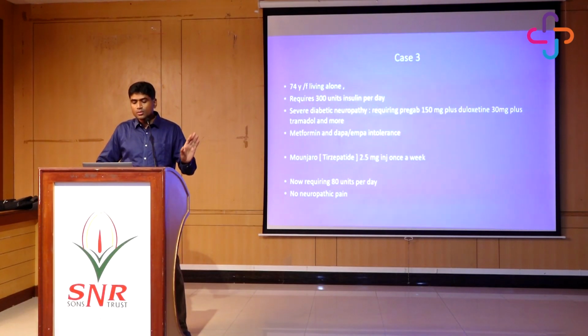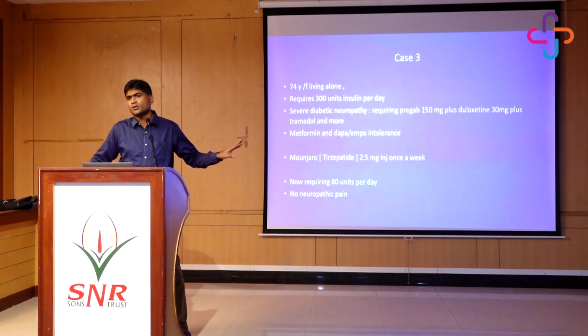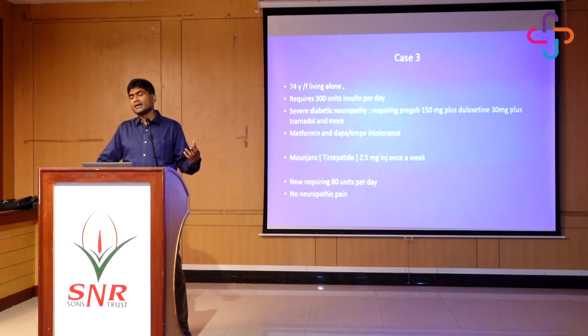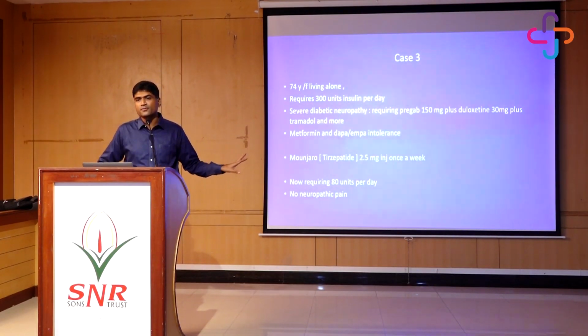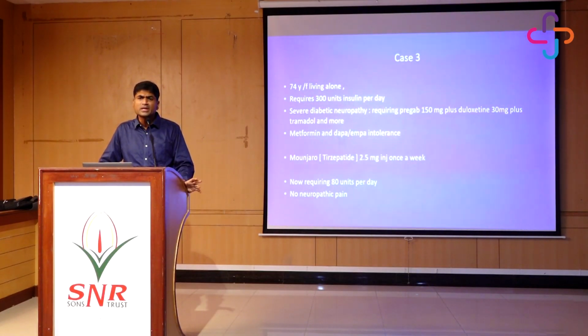So a 74-year-old living alone requires 300 units of insulin per day. This again is an extremely common scenario. Living alone and getting insulin, there is a high risk of hypoglycemia, falls, fracture, head injury, so many things, death, etc. So severe diabetic neuropathy. She is not sleeping at all. Totally no sleep for the past 1 year. Literally sleeps 2 hours a day. That's all. Very, very poor quality of life. She has got lots of money but very poor quality of life.